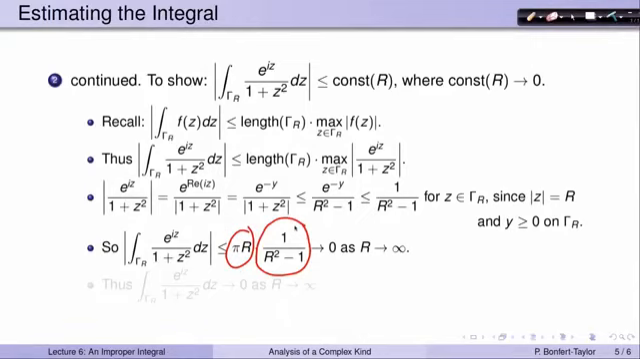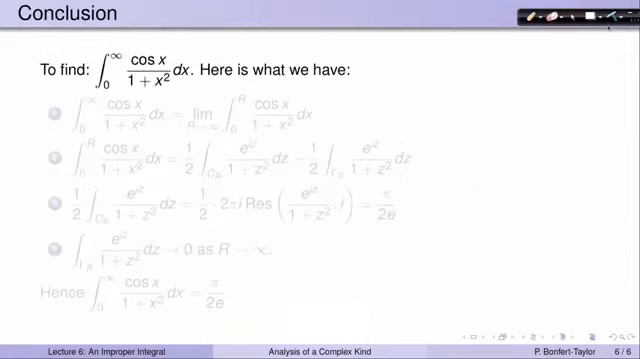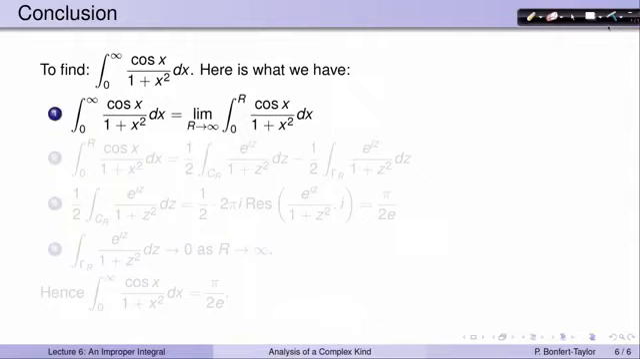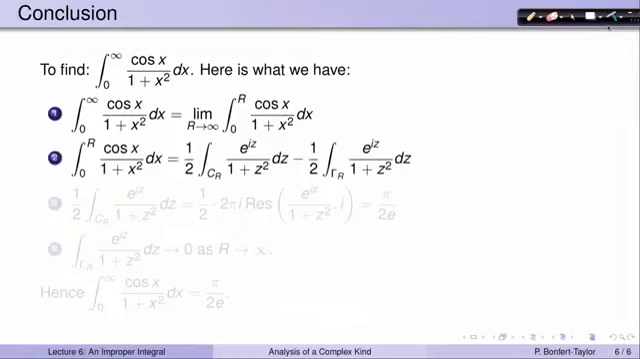Now it's time to put it all together. Remember, we wanted to find the integral from 0 to infinity of cosine x over 1 plus x squared. Here's what we have. We first realized that instead of taking the integral from 0 to infinity, we need to take the integral from 0 to r, and then let r go to infinity. Next, we realized that instead of taking the integral from 0 to r of cosine x over 1 plus x squared dx, we can turn this into something complex, namely integrate over the function e to the iz over 1 plus z squared. We integrated over the whole curve CR, which consisted of the line segment from negative r to r and the semicircle gamma r.